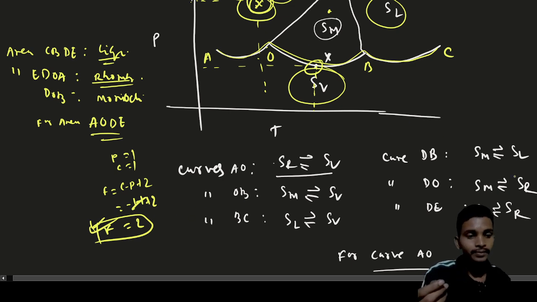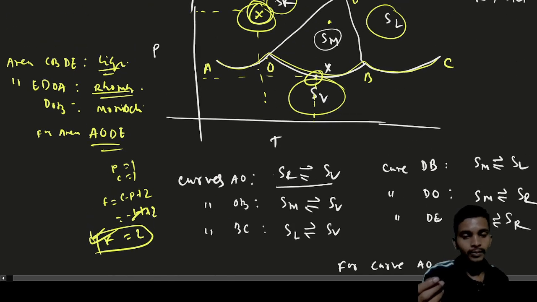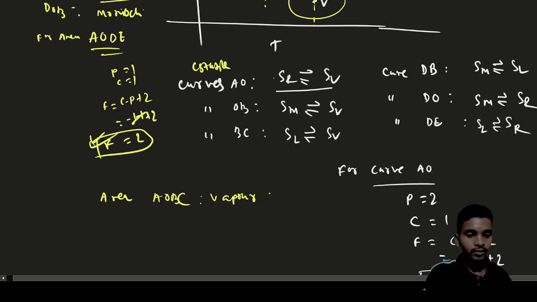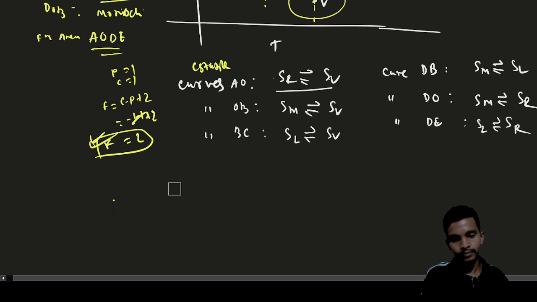And for triple points, all these curves are stable curves. Okay, and we also have metastable curves. Let me discuss metastable curves also.